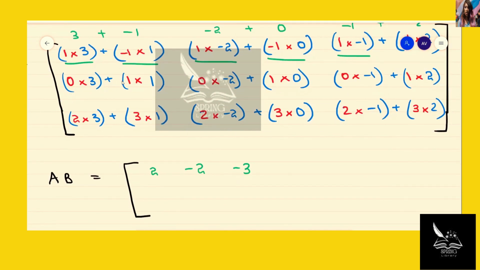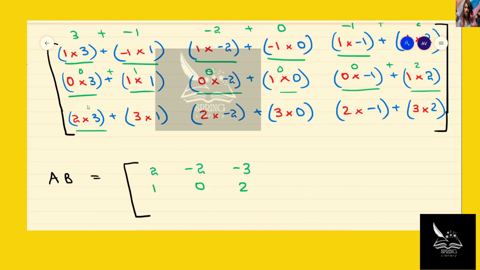Minus 3. Next up, we have 0 times 3 is 0. 1 times 1 is 1. 0 plus 1 would be equal to 1. 0 times minus 2 is 0. 1 times 0 is also 0. So this element is 0. 0 times minus 1 is 0. 1 times 2 is 2. So 0 plus 2 is 2.